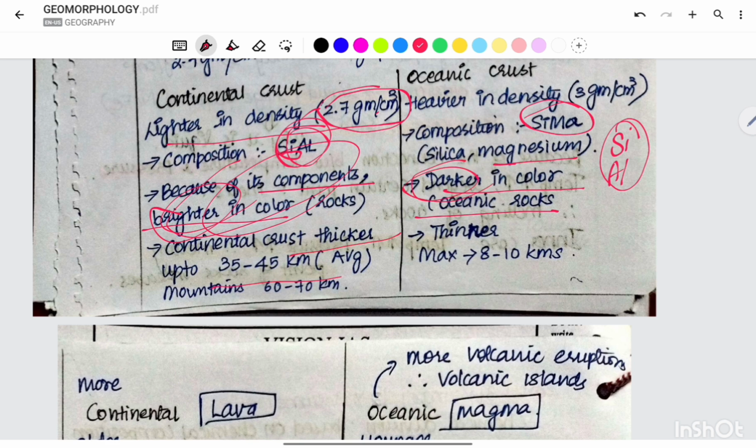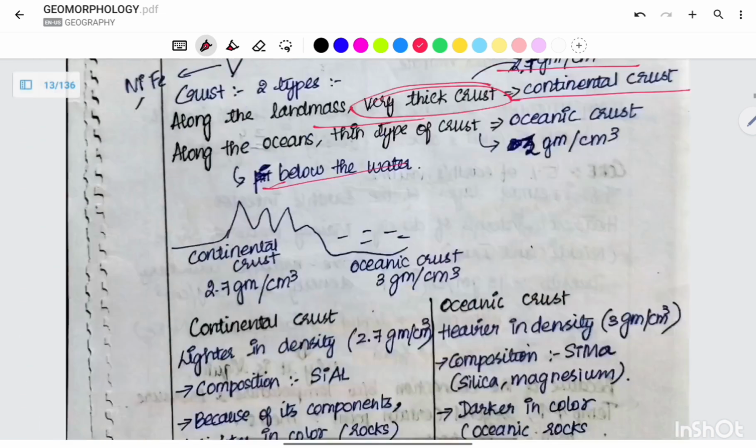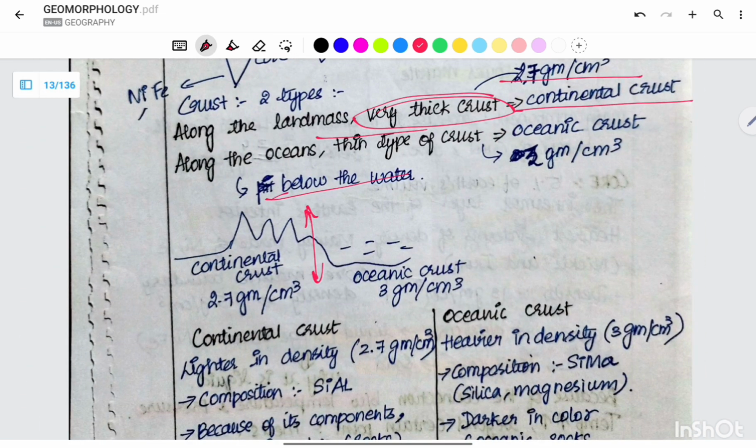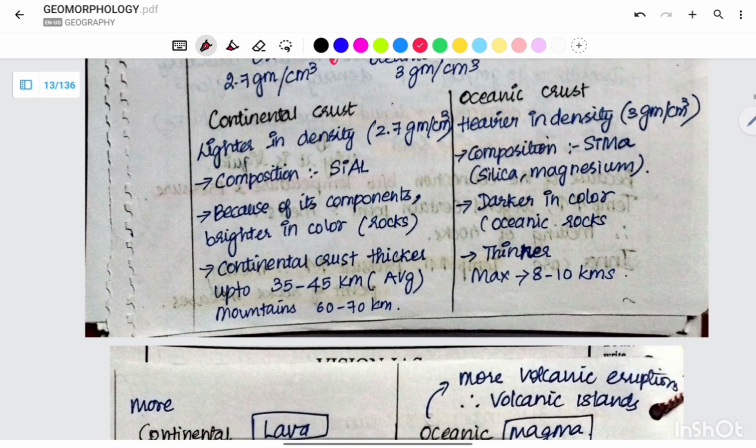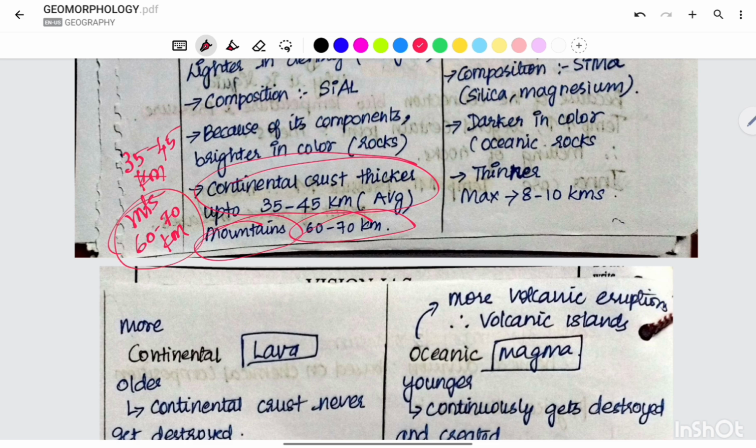in color. It is thick, while the other is thinner. 35 to 40 kilometers on average, 45 kilometers, and mountains are 60 to 70 kilometers, right? So the continental crust is thicker. From the thickness itself you can tell that the continental crust is thicker. So 35 to 40 kilometers is for normal continental crust, and then we have the mountains. 60 to 70 kilometers is for mountains. So continental crust is thick, 35 to 45 kilometers, and the mountains have 60 to 70 kilometers.